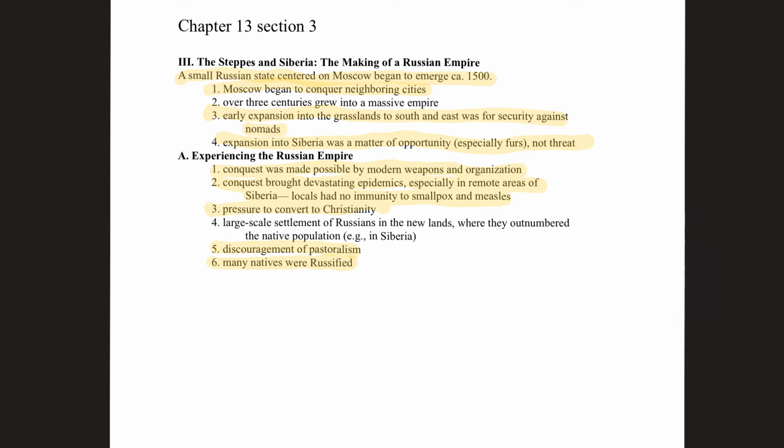And then also add to that, they also had to swear an allegiance to the Tsar, the Russian king or the Russian emperor, and pay tribute.